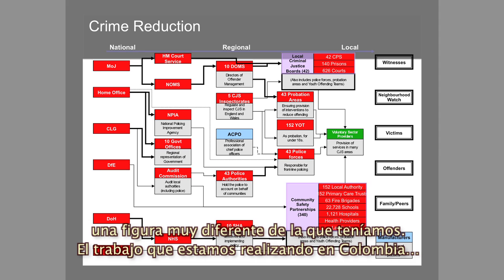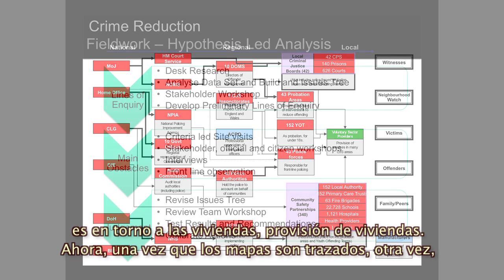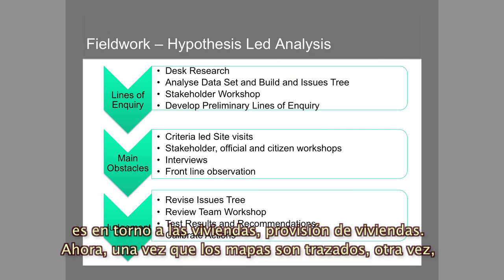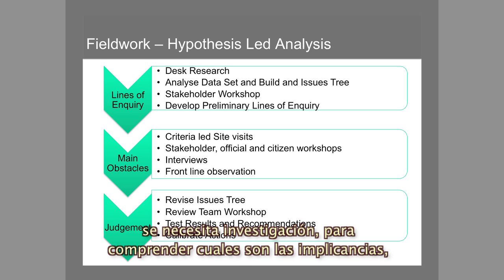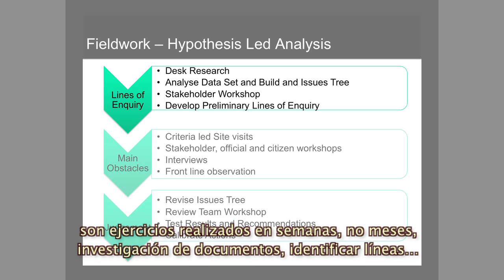The work we're doing in Colombia has been around housing, in terms of housing supply. Now, once you've actually drawn those maps, again, you have a bit of research to do about understanding what the implications of them are. And it's exactly the same as the research I was referring to earlier on. And again, these are sorts of exercises that happen within weeks, not months.